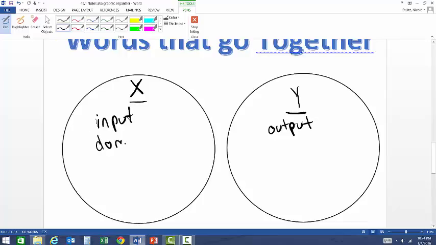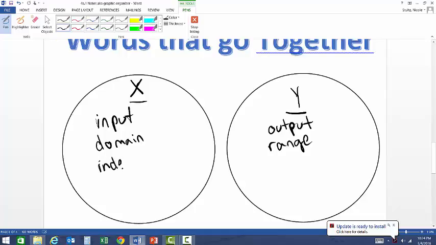Sometimes you'll see domain, and other times you see range. You might see independent, and dependent.